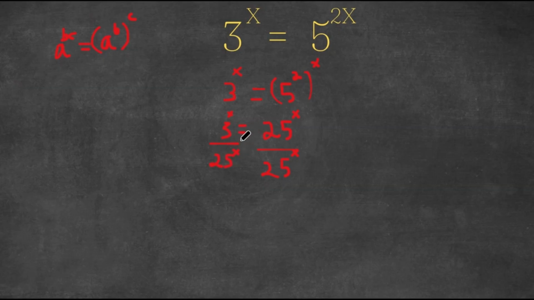So now we have 3 to the power of x over 25 to the power of x equals 25 to the power of x over 25 to the power of x. And remember, anything divided by itself equals 1. So these two cancel out, and this just equals 3 to the power of x over 25 to the power of x equals 1.